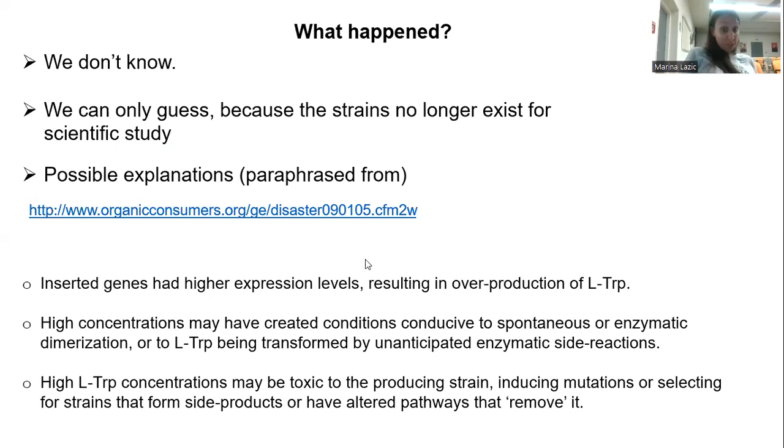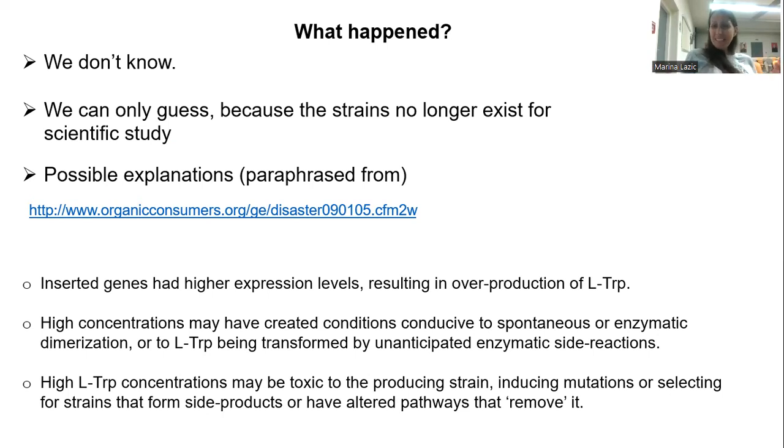High concentrations may have created conditions conducive to spontaneous or enzymatic dimerization. So all the L-tryptophan might be transformed by some unidentified enzymatic reactions. The inserted gene resulting in overexpression made most sense to me. And the third one is that high tryptophan concentration might be toxic to the producing strain, inducing mutations, or basically selecting for strains that form side products.